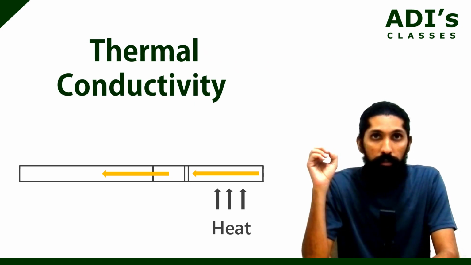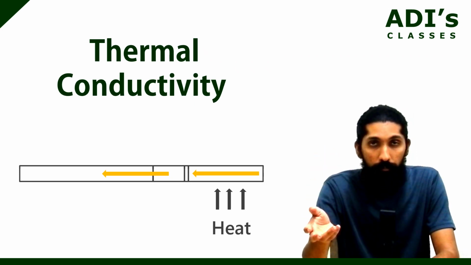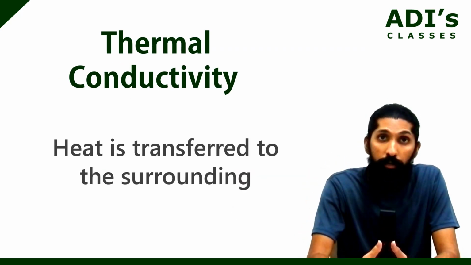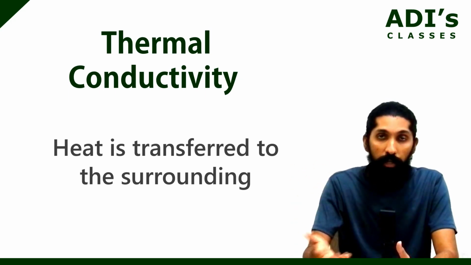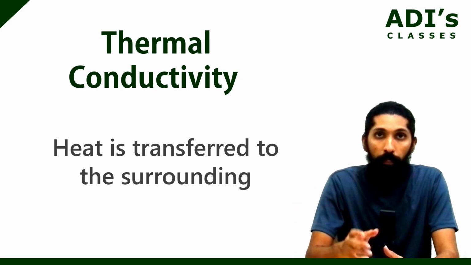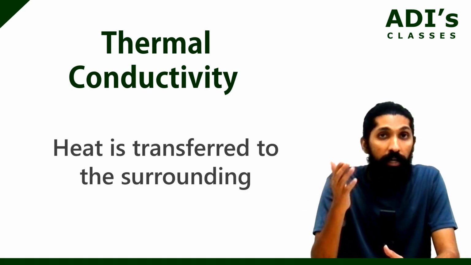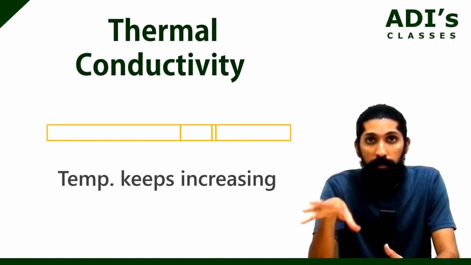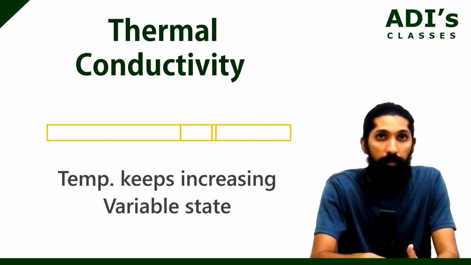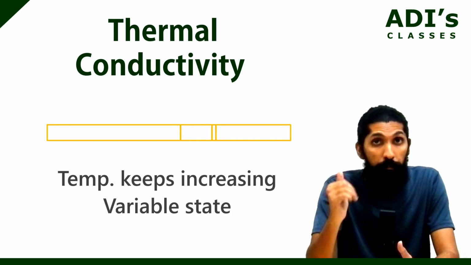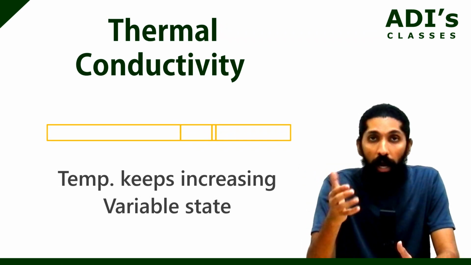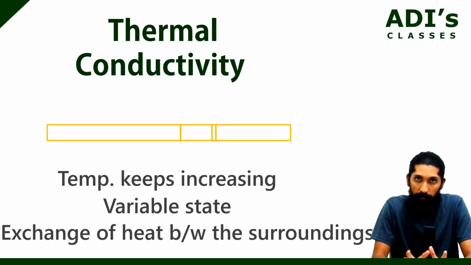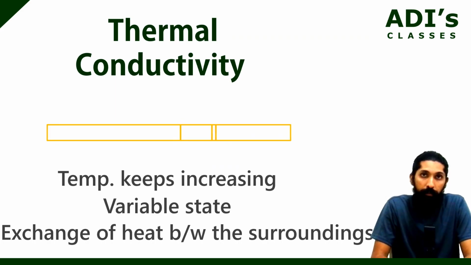Now what you have to understand is, as the body is heating up, it's also losing energy to the environment, isn't it? It's not that it's going to keep the heat to itself. It's losing that heat energy to the environment. So here what's happening? It's heating up, it's losing energy, and also there is a change in the temperature, correct? Now this state of the specimen is called the variable state. So in variable state, what's happening? The temperature is increasing, and also there is a small exchange of heat between the specimen and the surrounding. Fair enough? This state is called the variable state.